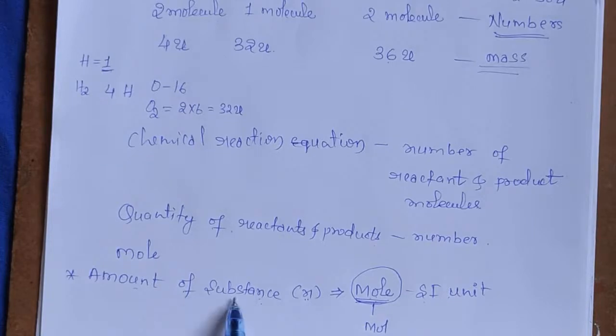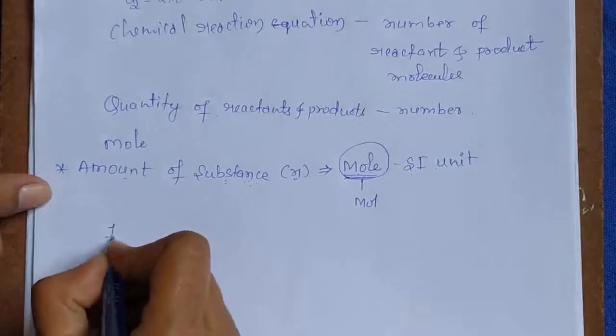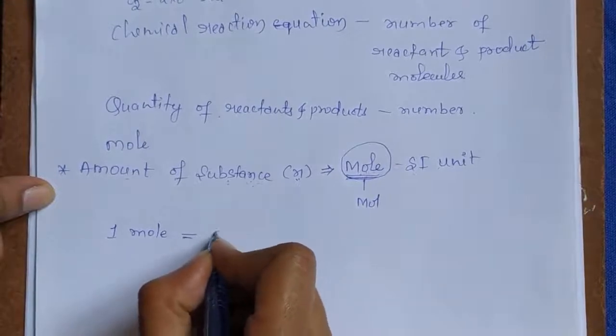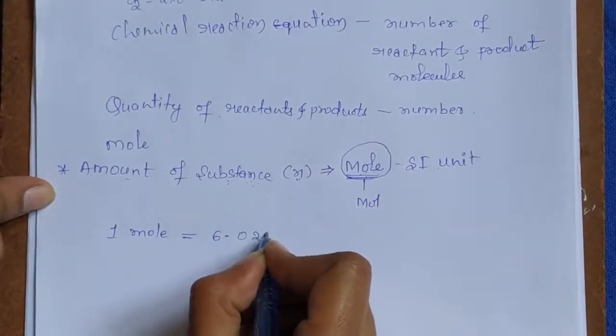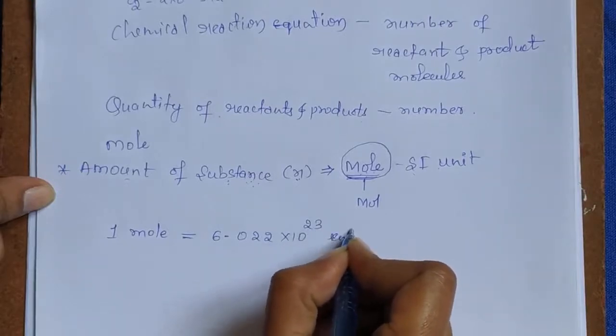Amount of substance is symbolized as small n, and it is measured with the help of the SI unit mole. The symbol of this mole is mol. Children, 1 mole means: 1 mole of any substance is equal to 6.022 into 10 raised to 23 entities.